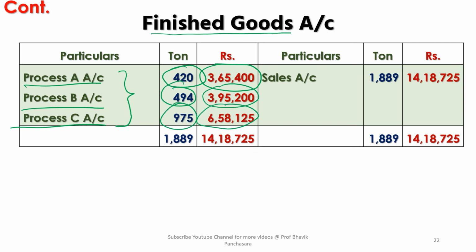Okay friends, now we are going to close this finished goods account. So here credit side will show as sales account, and total of this ton, that is 1889, and total of this amount the same here, 14,18,725. So this way we can prepare finished goods account, because there is no other information available.